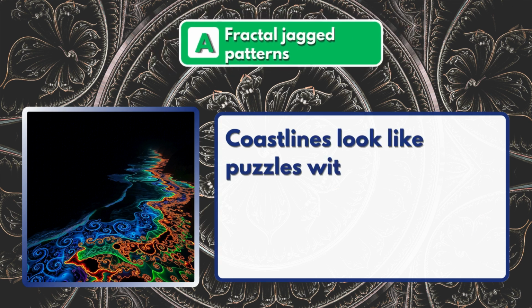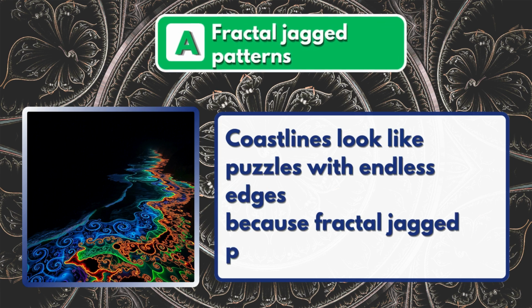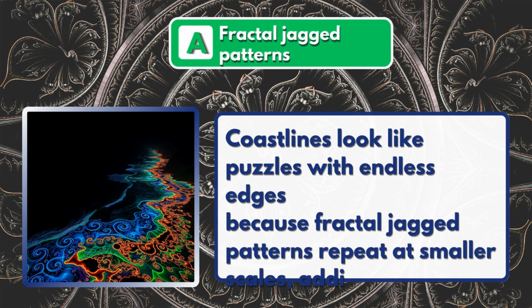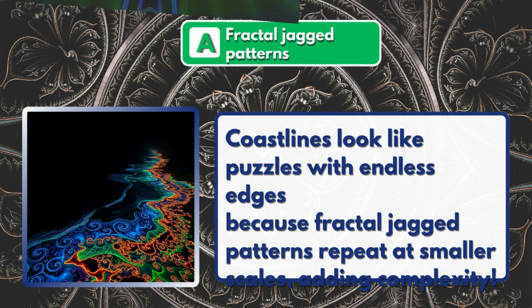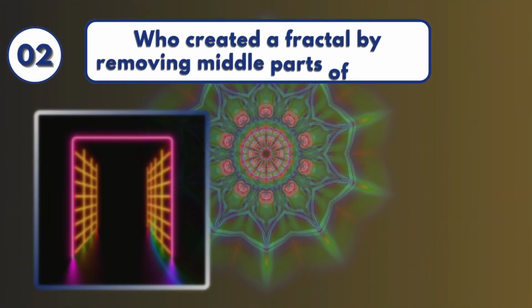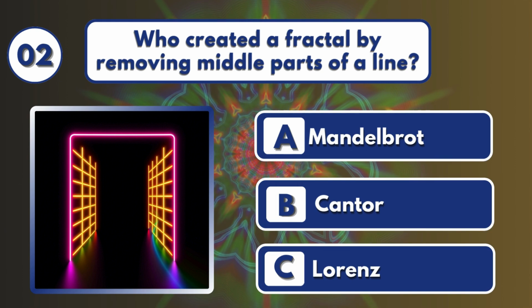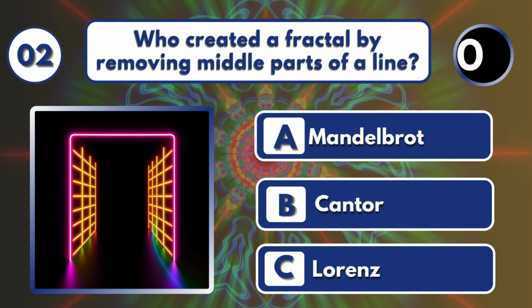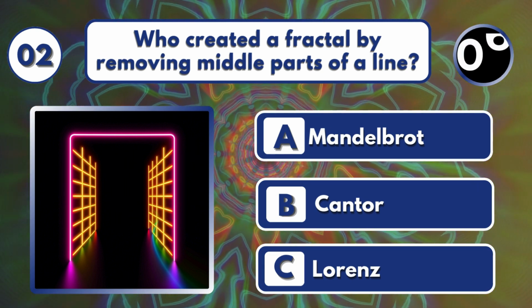Coastlines look like puzzles with endless edges because fractal jagged patterns repeat at smaller scales, adding complexity. Who created a fractal by removing middle parts of a line? Can you tame the chaos beast?